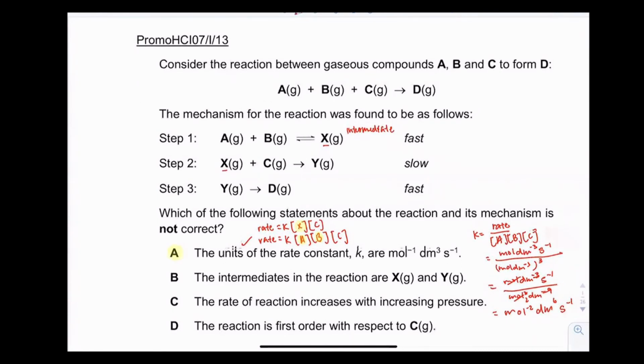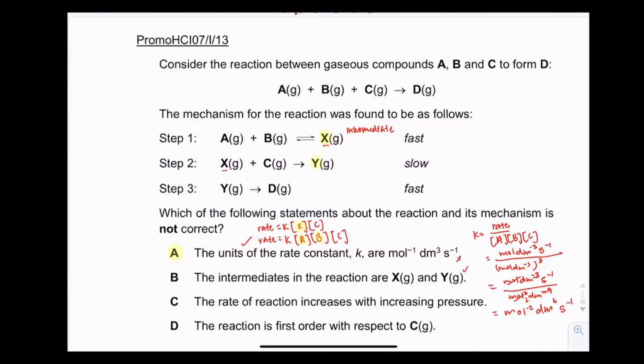Let's take a look at B. The intermediates in the reaction are X and Y. That is correct, because remember what I said about intermediate? Intermediate is a reactant that is produced in one step and used up in the next. So X is produced in step 1 and used up in step 2. Let's look at Y. Y is produced in step 2 and used up in step 3. So therefore, this is correct.